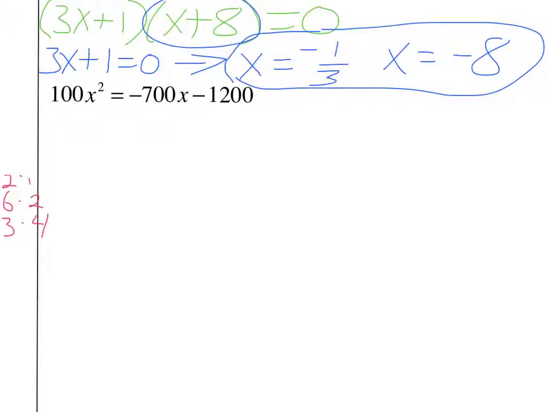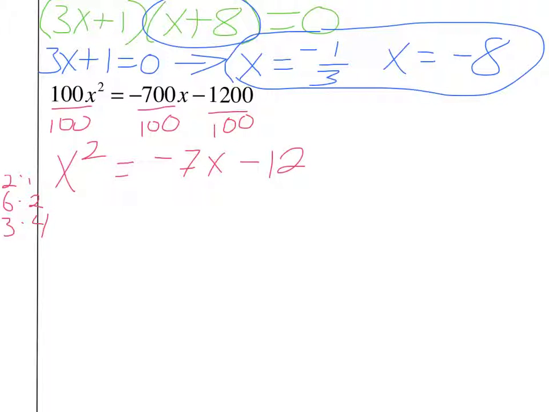Moving down, I've got 100x squared equals negative 700x minus 1200. The first thing I notice, all three of these numbers are really big. In fact, all three of these numbers are multiples of 100. What happens if I start out by dividing by 100 on each of them? I get x squared equals negative 7x minus 12. That seems a lot more manageable.